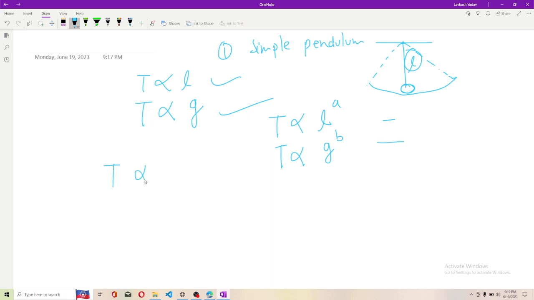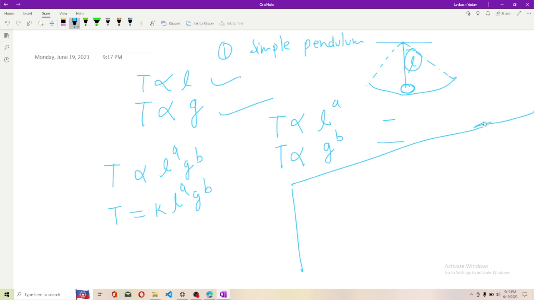T is directly proportional to length power a, g power b. And to remove this proportionality, we need to add a proportionality constant. Let's say k times L raised to A, G raised to B.